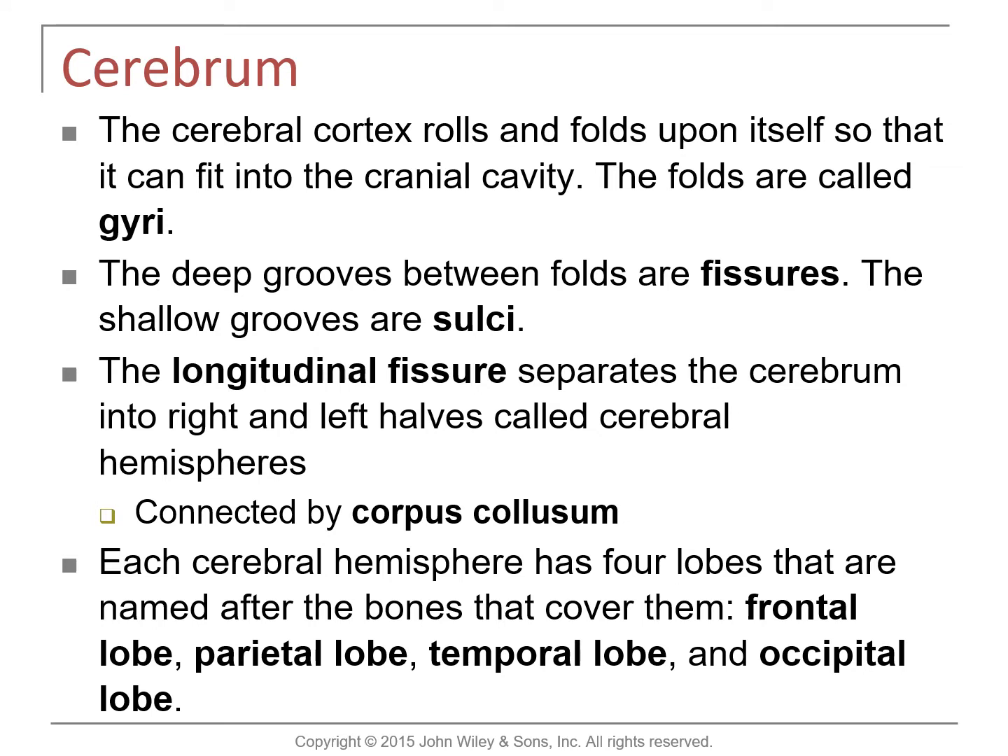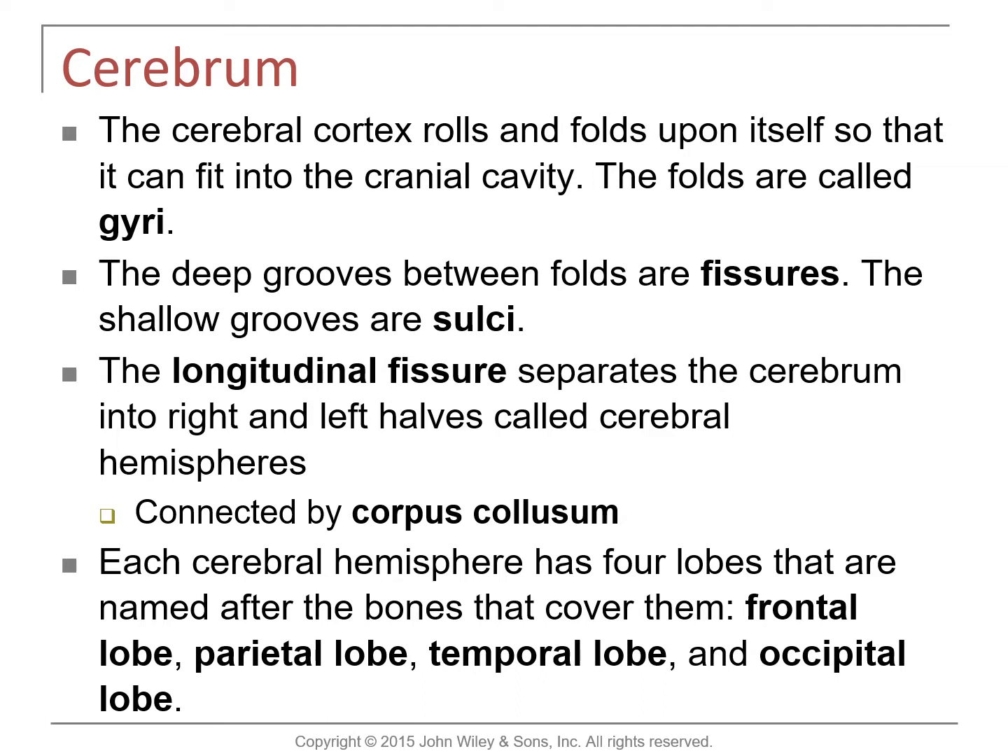The cerebrum is highly convoluted, consisting of several rolls and folds that fold up to increase the surface area and the volume of the brain and allows it to fit within the cranial cavity. The ridges or the folds are called gyri. One is called a gyrus. And the grooves between the folds are called fissures if they're deep, or sulci if they are shallow. A single groove is called a sulcus, S-U-L-C-U-S.